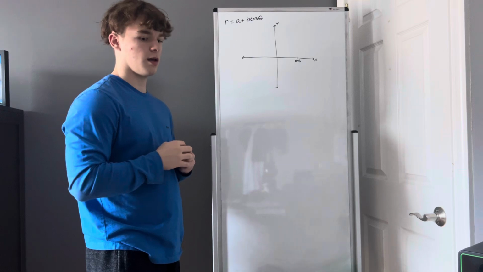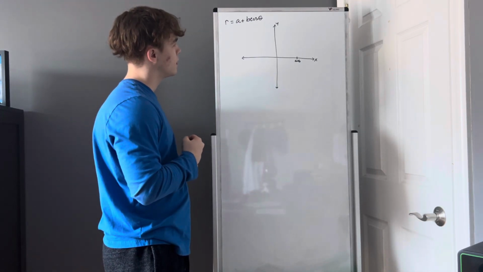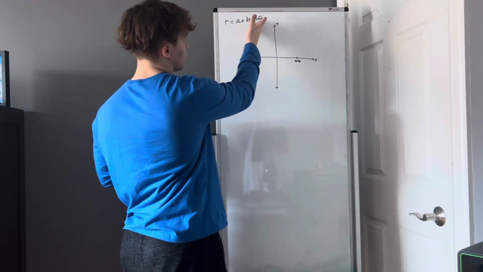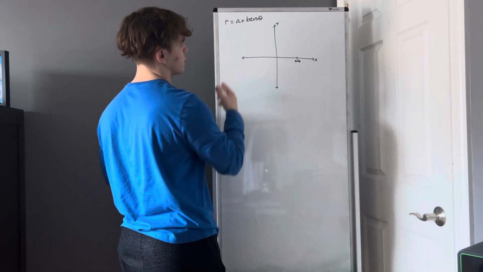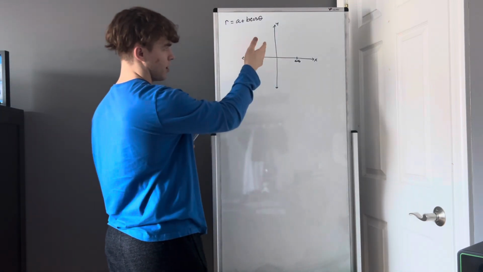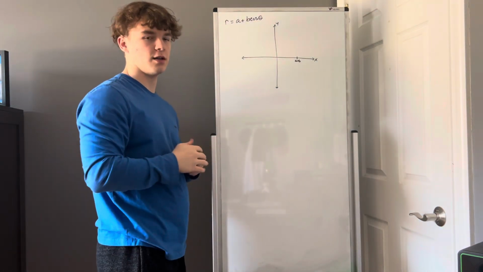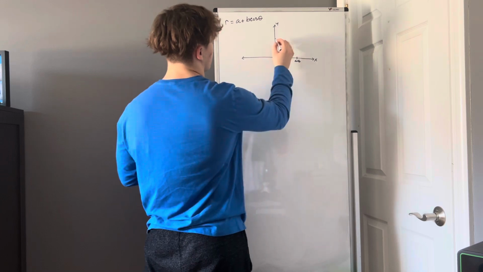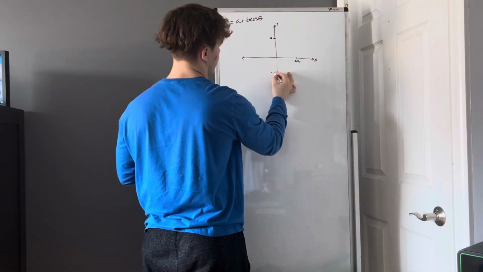Let's try to make cosine theta equals 0. We're going to get theta equals pi over 2 or 3 pi over 2, or negative pi over 2. I guess that's how I was thinking of it. So we're going to get a up here. We're going to get negative a down here.